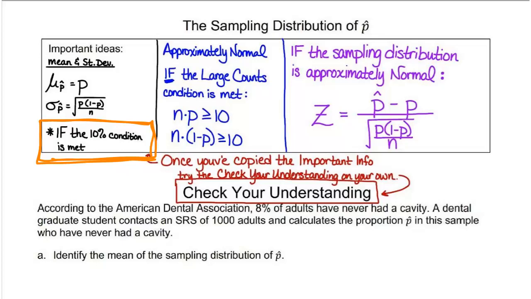We're approximately normal if the large counts condition is met. So n times p has to be greater than or equal to 10. n times 1 minus p has to be greater than or equal to 10. This is what is going to allow me to solve problems, because I can say that the distribution is approximately normal, and then I can use normal CDF. If you want to do it by hand and use table A, then you have to find your z-score instead of using your calculator. So that's how we convert to a z-score. We would have p hat minus p over my standard deviation formula there.